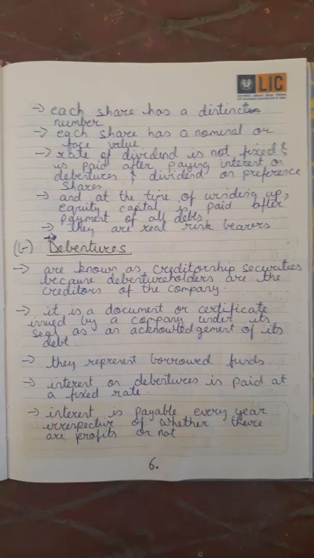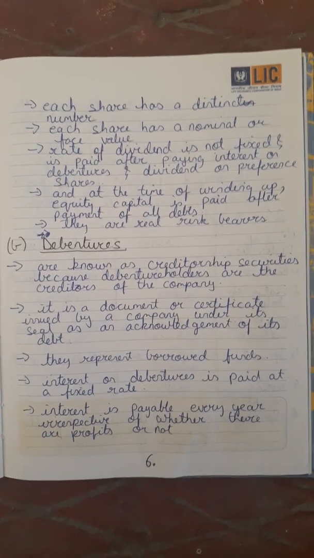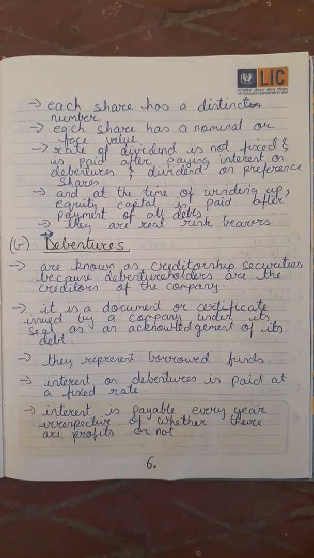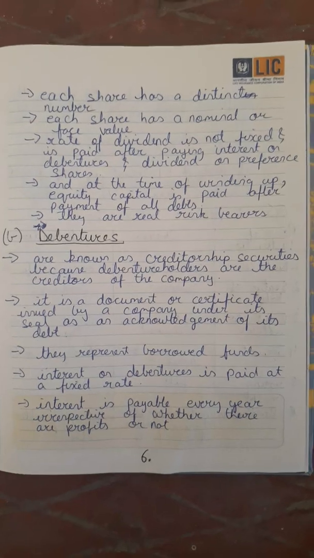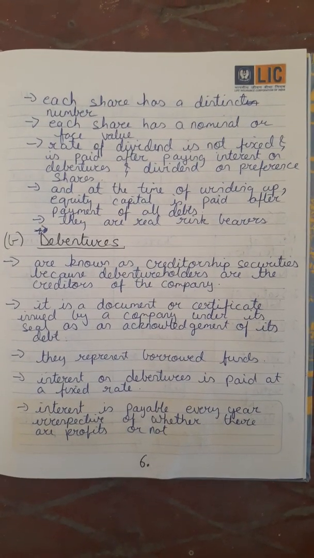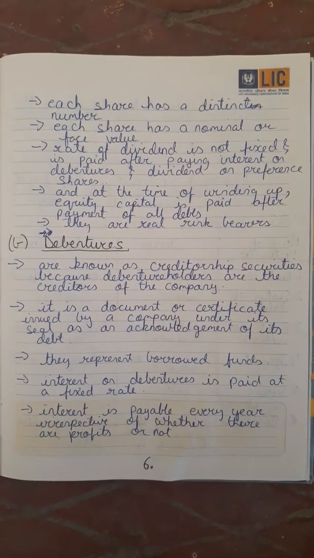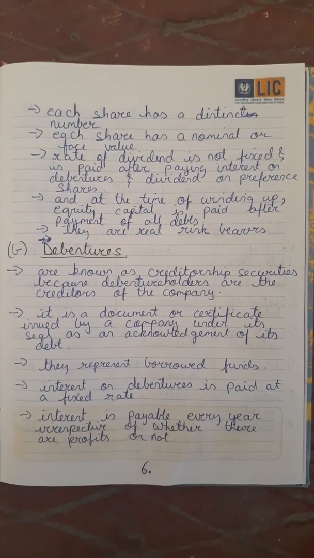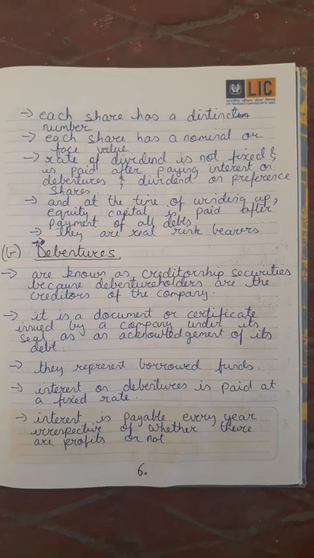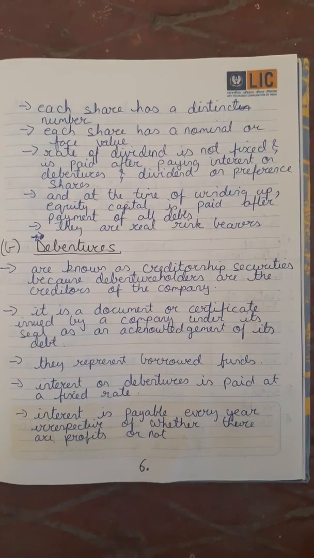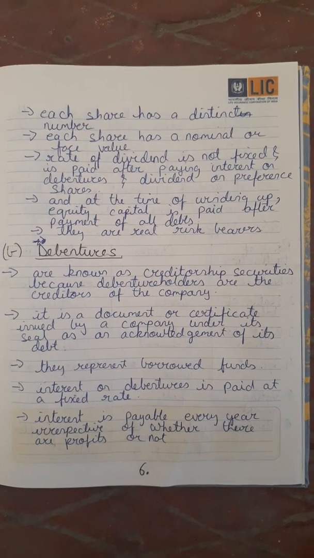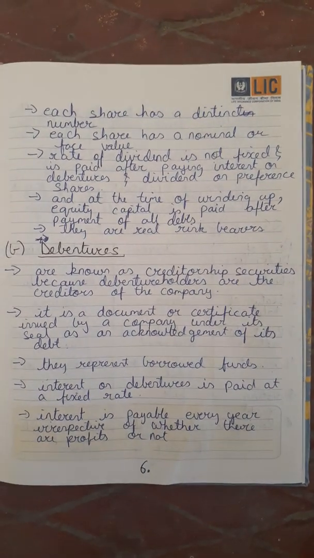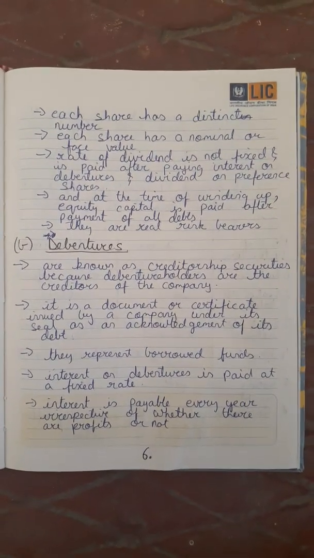When people invest their money in shares, they get a rate of dividend. However, this rate of dividend is not fixed, and dividend is paid to shareholders after paying interest on debentures and dividend on preference shares. Share capital is paid to the shareholders only at the time of winding up of the company, and only after the company pays off all its debts. Therefore, shareholders are considered the real risk bearers of the company.